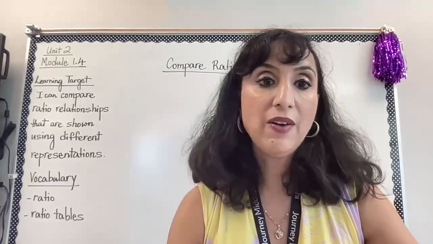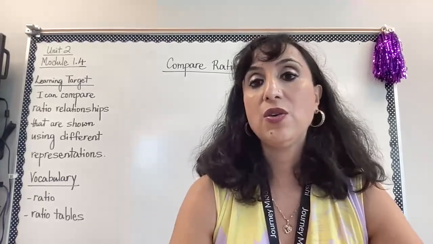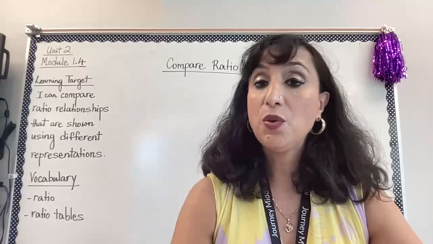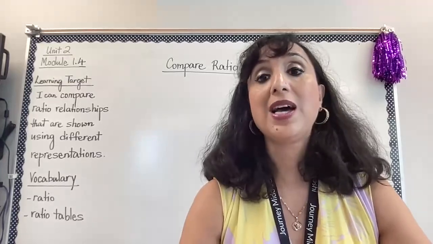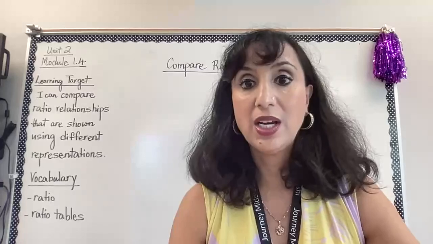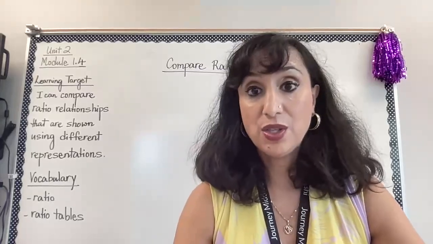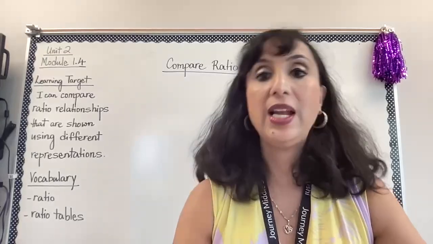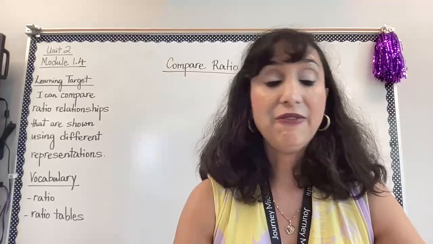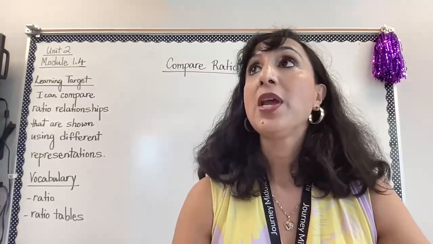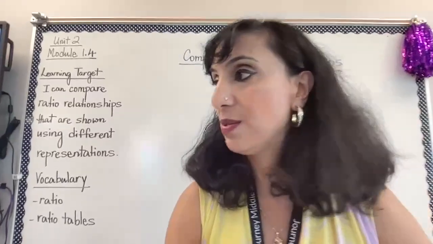And our vocabulary, we have ratio. Of course, a ratio is a comparison of two quantities using division. And ratio tables are tables that are actually showing equivalent ratios by scaling forward or scaling back. And we've talked about that in the previous lessons that I have filmed for you all. Okay, so let's go ahead to my smartboard.